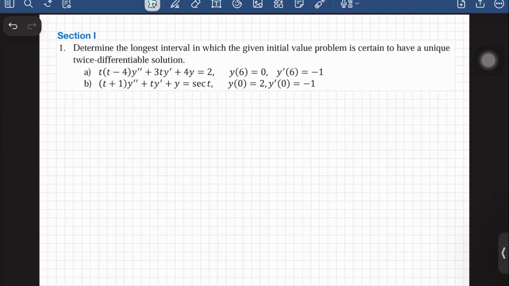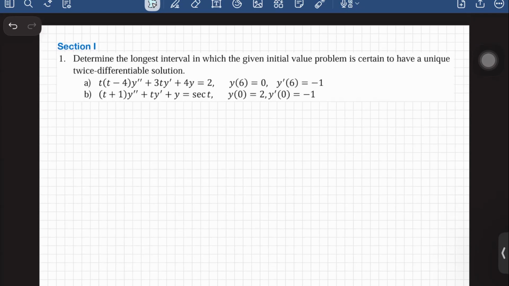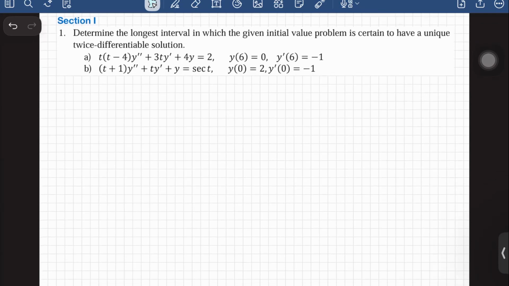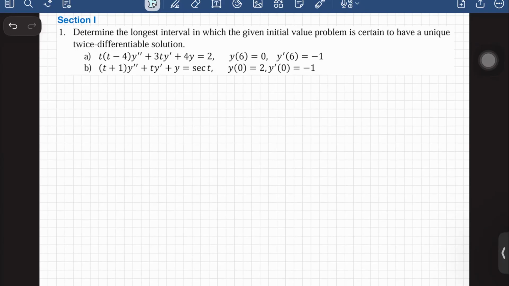So yeah, I'll directly start with section one, question one. This question is asking us to determine the longest interval for the given initial value problem, right? And there's the differential equation given to us. So let me start with question 1A.